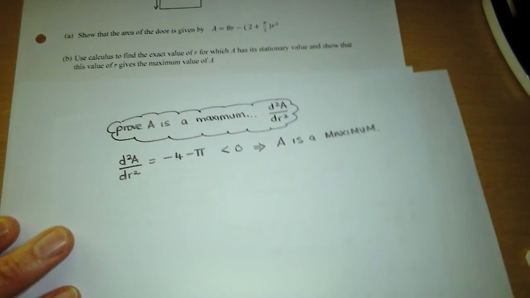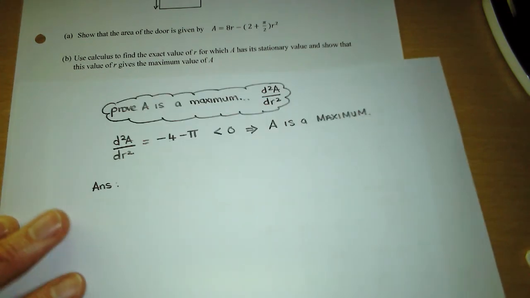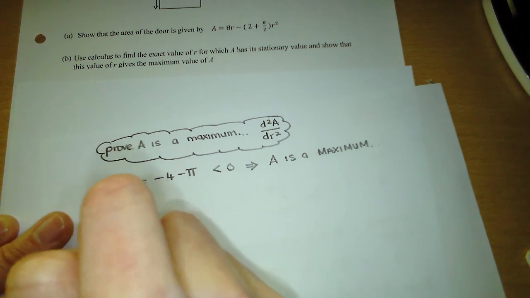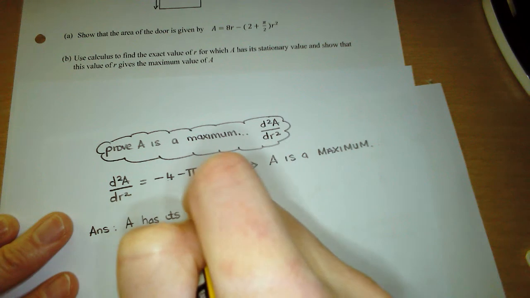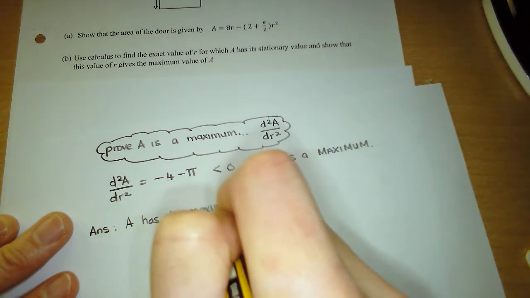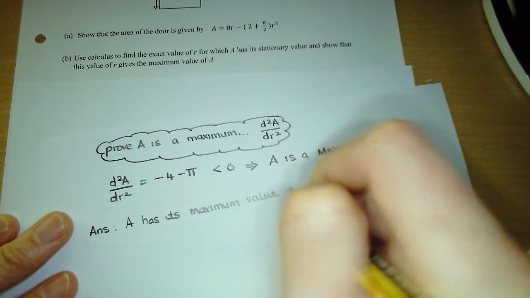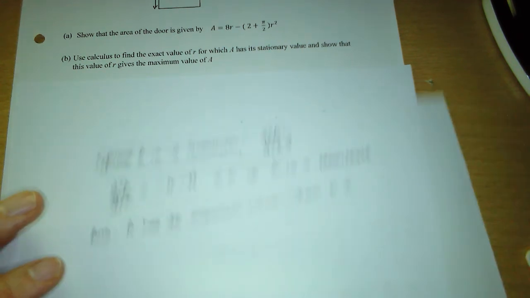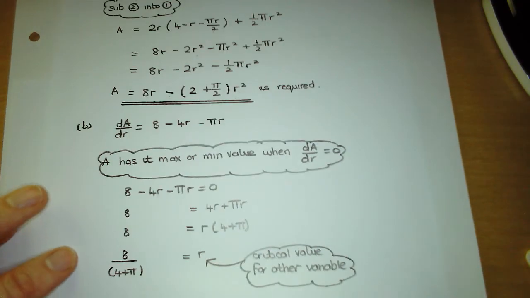Okay, so answer: A has its maximum value when r is equal to, and again, the critical value for r was 8 over 4 plus pi.